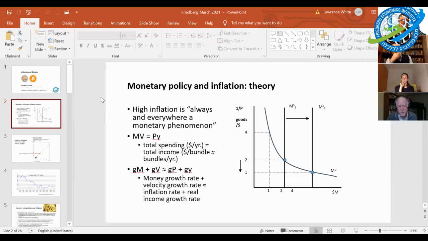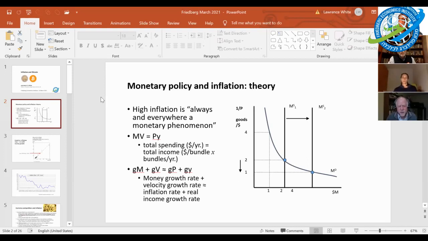The theory is centered on an accounting identity that maybe you've seen before, which basically says total spending equals total income. One person's spending is another person's income, but we can divide the spending into two components: the quantity of money, M, and the number of times each unit of money turns over in a year. That's known as the velocity of money, V. So M times V is just total spending, dollars per year or shekels per year.